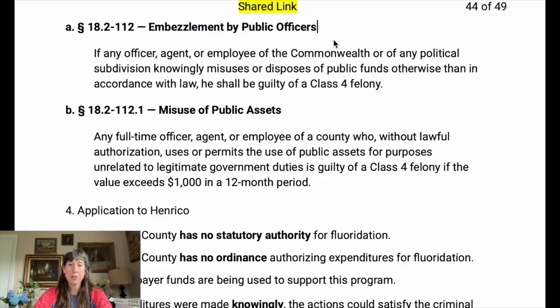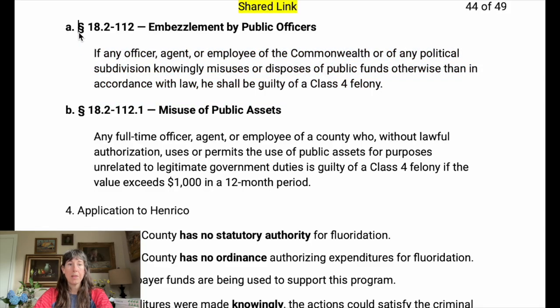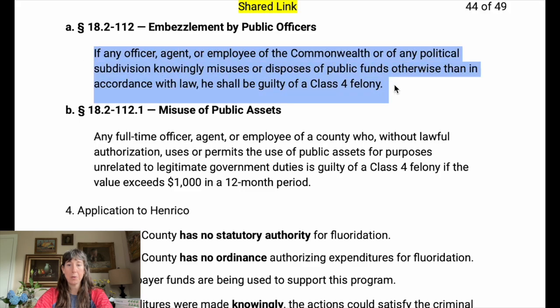So this is the question. The judge will have to determine whether or not Henrico has the legal authority to spend taxpayer money. And if the judge finds that they don't have the authority to spend taxpayer money, then it is a possibility that they are violating 18.2-112, 18.2-112.1, and so forth. Okay, so that's the controversy. This is what the code says.